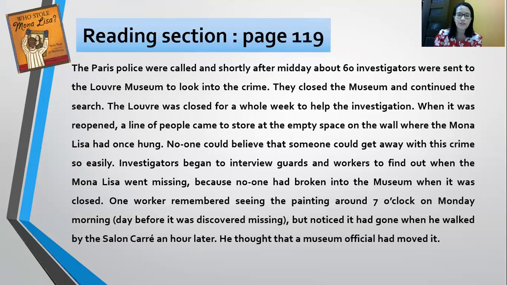Investigators began to interview guards and workers to find out when the Mona Lisa went missing. But because no one had broken into the museum when it was closed, okay, so I think it went difficult. One worker remembers seeing the painting. Okay, we had the eyewitness. One worker remembers seeing the painting around 7 o'clock on Monday morning, the day before it was discovered missing. But he noticed it had gone when he walked by the Salon Carré an hour later. He thought that a museum official had moved it. Okay, this is the introduction for you.